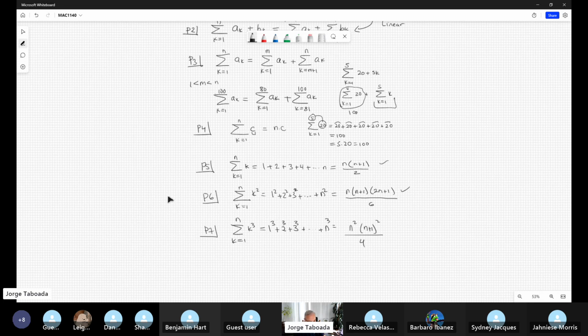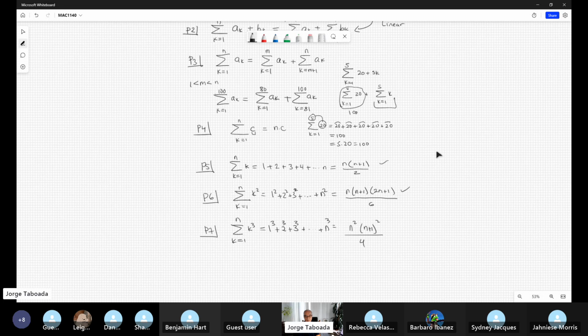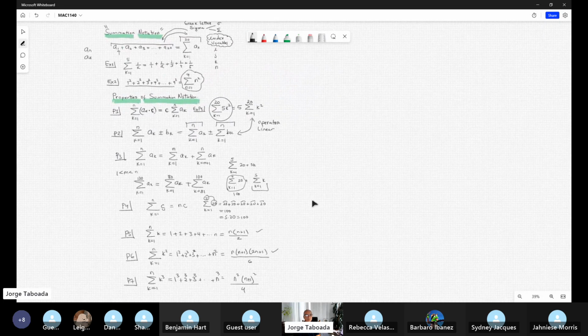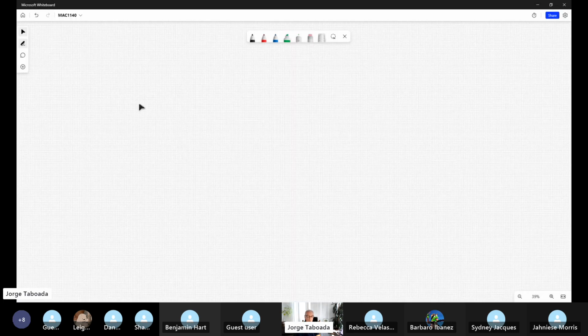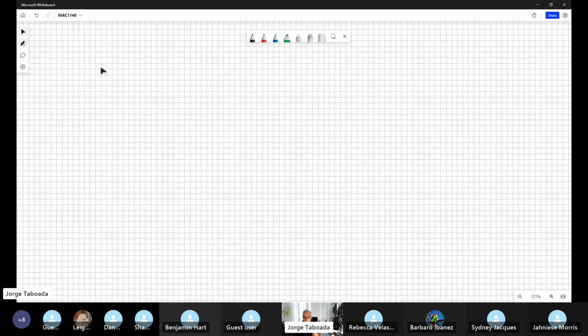Okay, I have 1, 2, 3, 4, 5, 6, 7 examples, I guess. Okay, look. May I erase the board? Yes or no? Yes, good. Look, example 1, to understand the properties and how we manipulate the summation notation. Example 1.